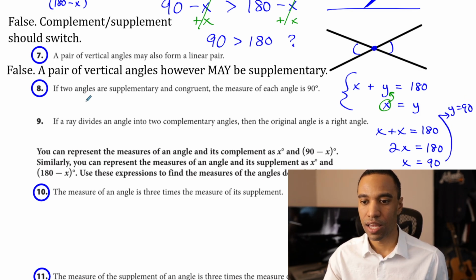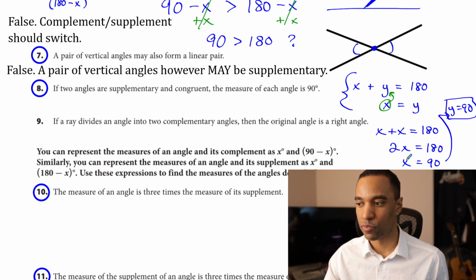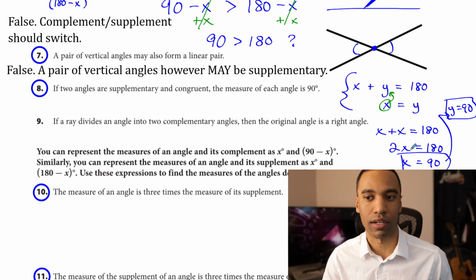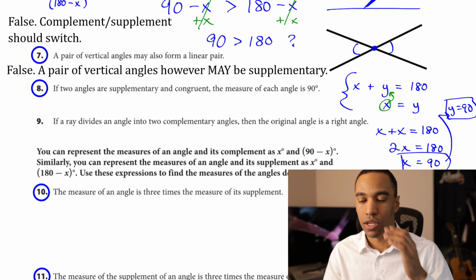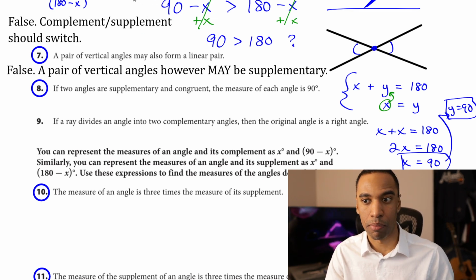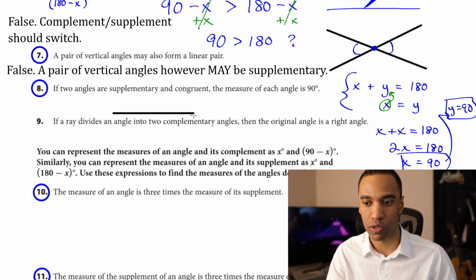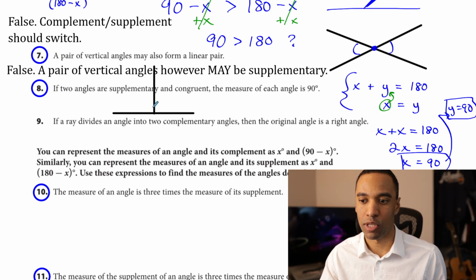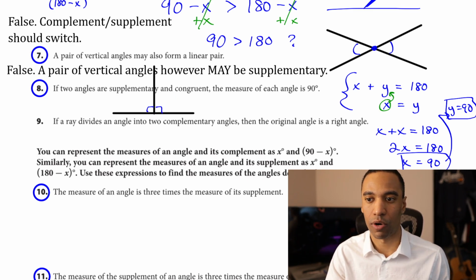Okay, what are they stating? If they're supplementary and congruent, the measure of each angle is 90 degrees? Yup, true. There are other ways you can do that clearly. You can draw a linear pair that's supplementary and put them equal to each other. The only way to make those two angles equal to each other is if that ray bisects it right down the middle like that, and that means we have a 90 and a 90. There are a lot of ways you can do it.